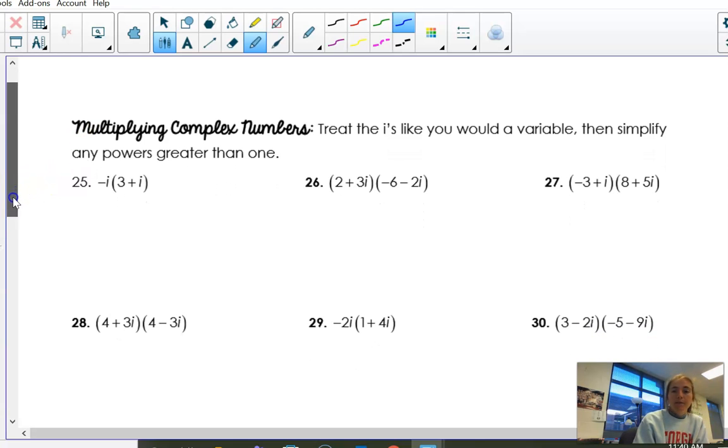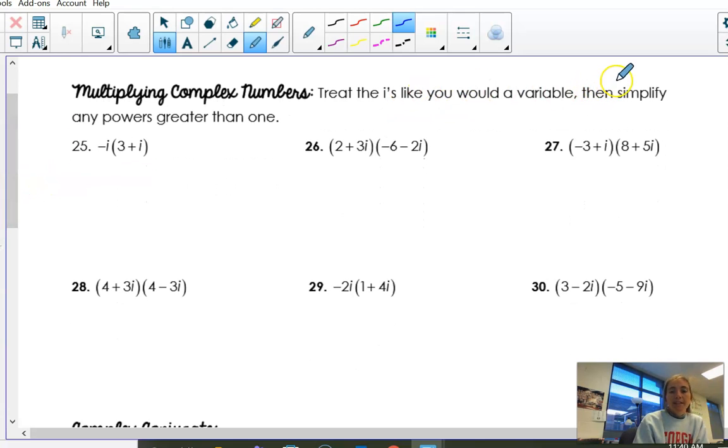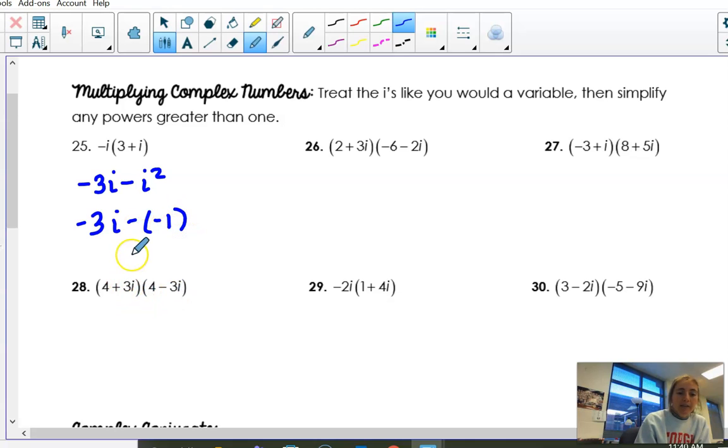Multiplying complex numbers. We're going to treat the i's like we would treat any other variable, and then we would simplify any powers that are greater than 1. So for number 25, this is negative 3i minus i squared. i squared becomes negative 1. So this is negative 3i minus negative 1. Double negative turns positive. So this is 1 minus 3i.